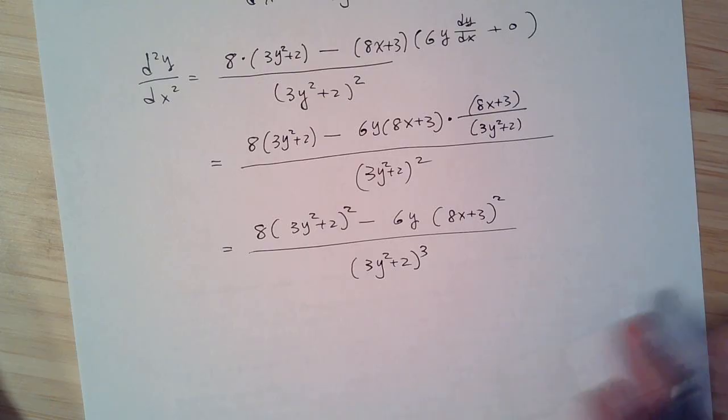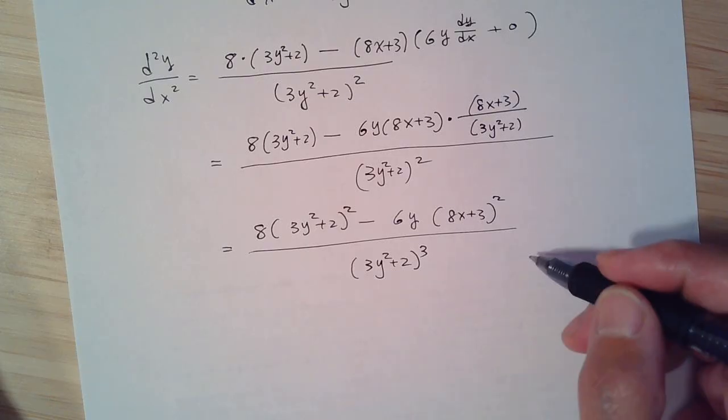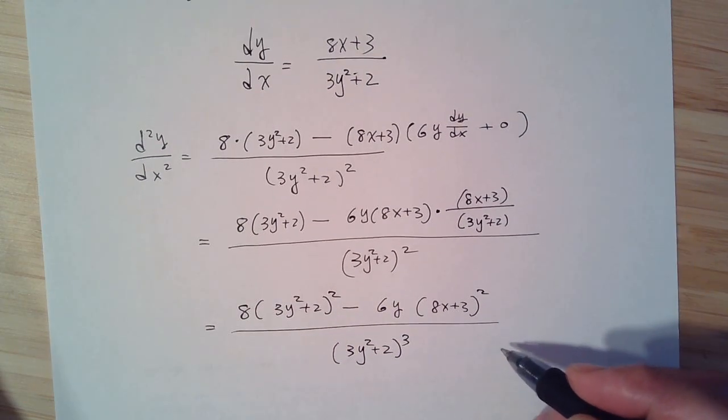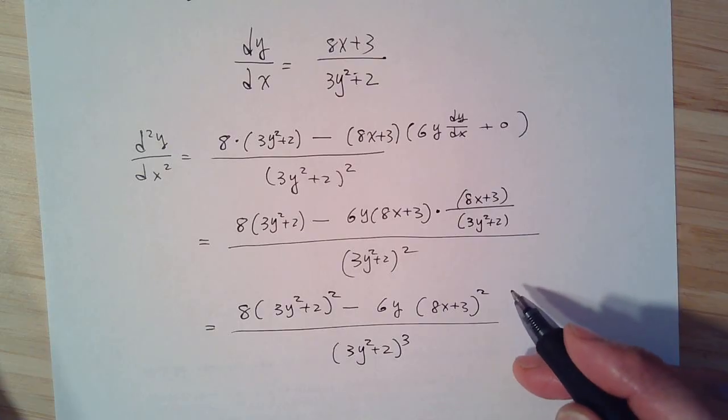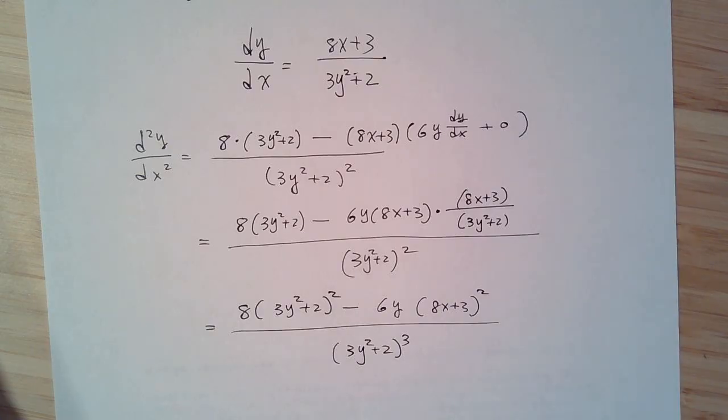It looks very long, but it's not really bad because you do it step by step. You can get it. I think that's all we need to know to find the second derivative of an implicit expression. That's all for this.